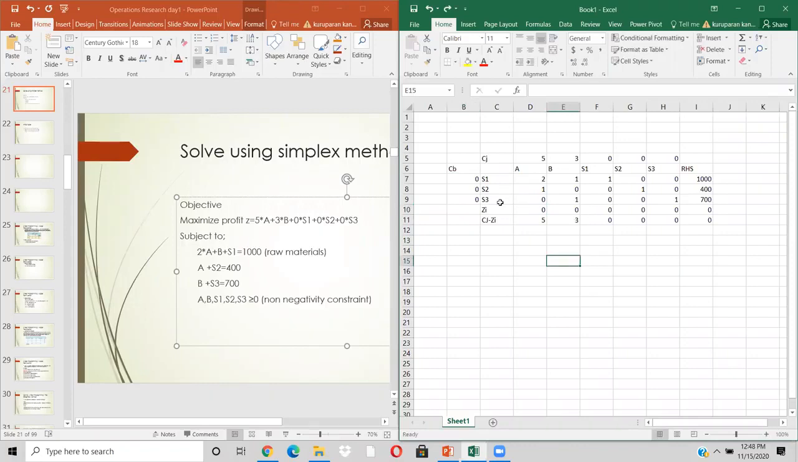Okay. That's how we calculated Zj. How did I calculate Cj minus Zj? By subtracting this value from this. 5 minus 0 is 5. Similarly here, 3 minus 0 is 3. Similarly here, 0 minus 0 is 0, 0 minus 0 is 0, here is 0 and here also 0. Okay, fine. This is the initial table.